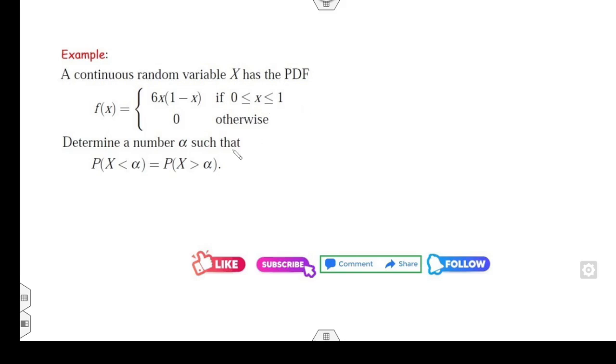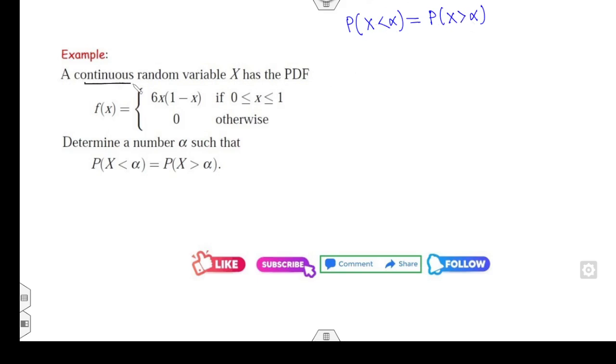Again, this is a continuous random variable. Find the value of alpha so that P(X greater than alpha) is equal to P(X less than alpha). Fine. Or you can write it reversely, there is no issue. P(X less than alpha) equals P(X greater than alpha).